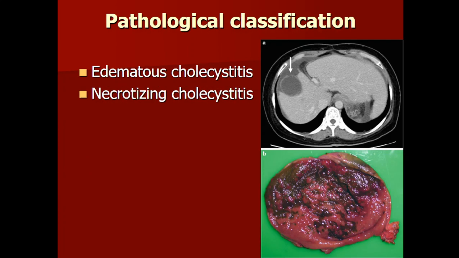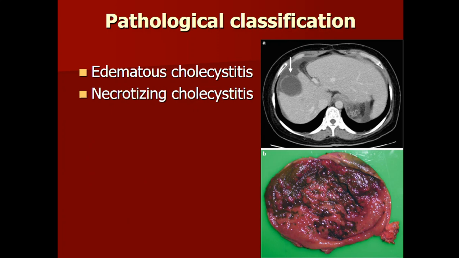Now we move on to pathological classification. The first one is edematous cholecystitis. That's the first stage, which lasts from 2 up to 4 days, typically. The gallbladder has an interstitial fluid with dilated capillaries and lymphatics. The gallbladder wall is edematous. Gallbladder tissue is intact histologically, and edema in the subserosal layer takes place.